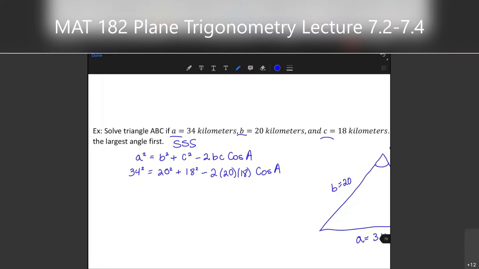All right, so let's walk through this one term at a time. If we do 34 squared, what do we find there? We'll just walk through left to right here. 34 squared, 1156. Excellent. Then 20 squared.